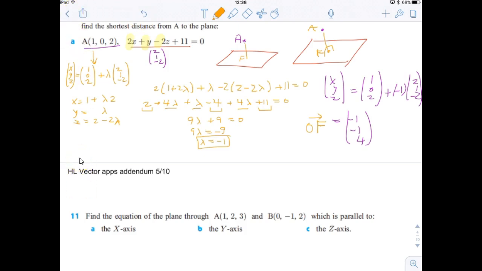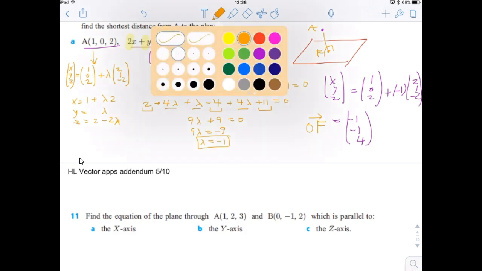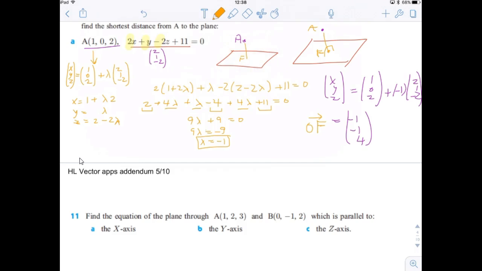Now that we have that, we could find the vector from A to F. So the vector AF is equal to the foot, negative 1, negative 1, 4, minus A. So minus 1, minus 0, minus 2. So that would give us minus 2, minus 1, 2. And so that's the vector representing the point A to the foot.